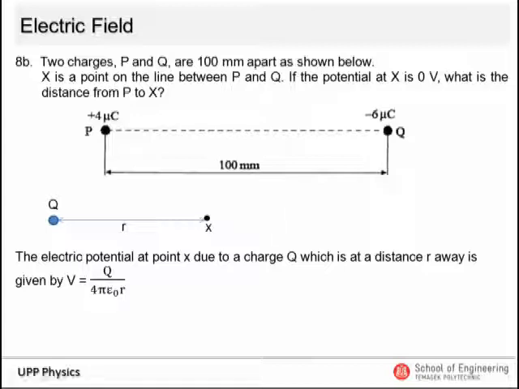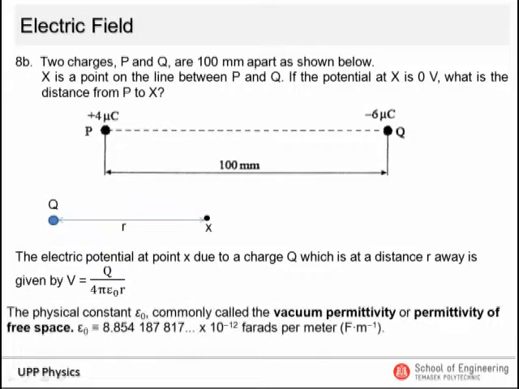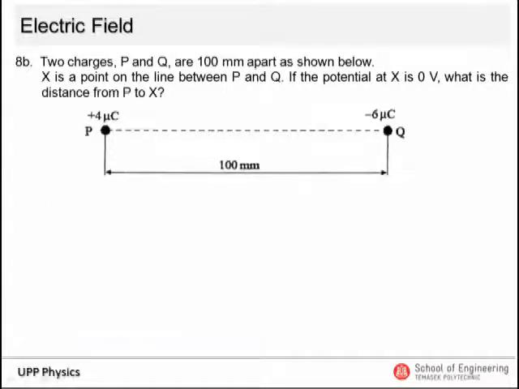The formula is V equals Q over 4 pi epsilon naught R, where epsilon naught is a physical constant commonly called the vacuum permittivity or permittivity of free space, and its value is around 8.85 times 10 to the minus 12 farads per meter. Let us proceed to solve the question now.